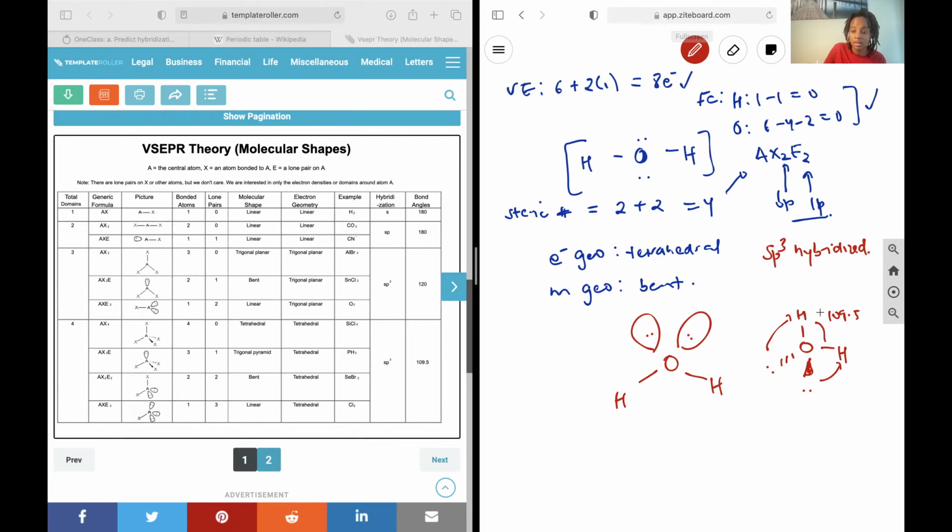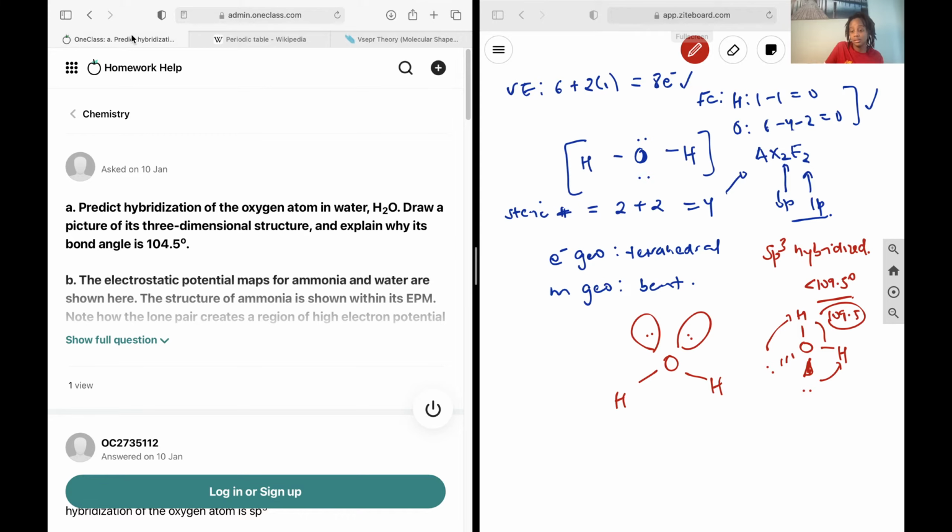And what that is going to mean is that the angle between the two hydrogens is going to be less than the idealized 109.5 degrees. Usually in the question given, you can just leave it as less than 109.5. We are told that its bond angle is 104.5. That still makes sense because that is still less than the idealized 109.5, and that is caused by the fact that you have two lone pairs of electrons.